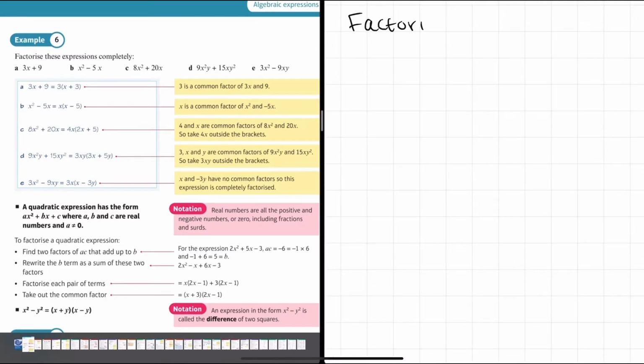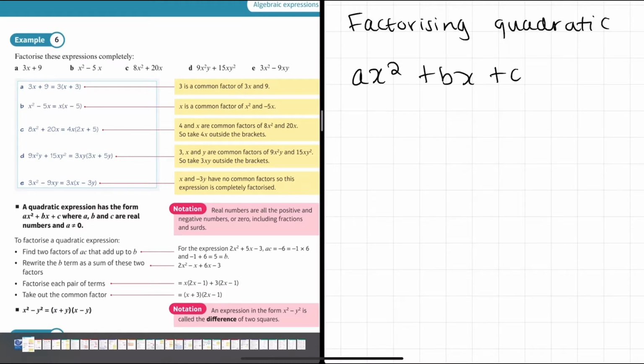Now, we'll move on to factorizing quadratics. A quadratic expression has the form ax squared plus bx plus c, where a, b and c are real numbers but they are not equal to 0. An example of a quadratic would be x squared plus 6x plus 5. This is of the form ax squared plus bx plus c, but in this case a is 1. Since we wouldn't need to write 1, we can consider that there is no coefficient to x squared.